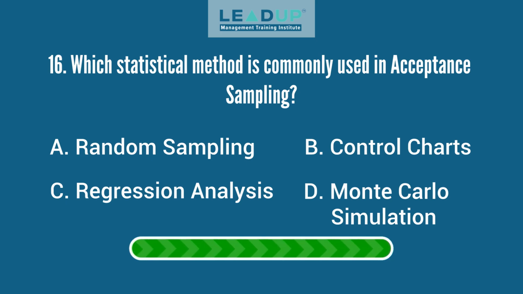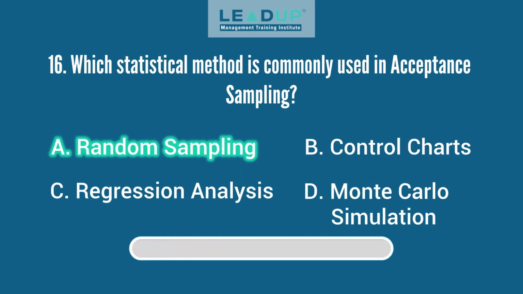Question 16. Which statistical method is commonly used in acceptance sampling? A. Random sampling. B. Control charts. C. Regression analysis. And D. Monte Carlo simulation. The answer is random sampling.